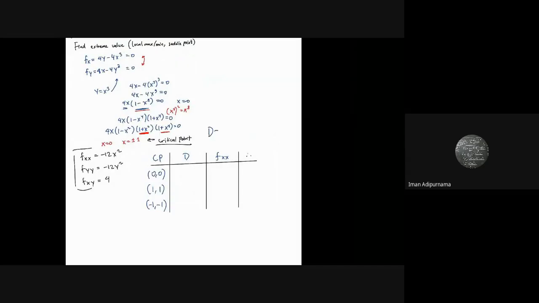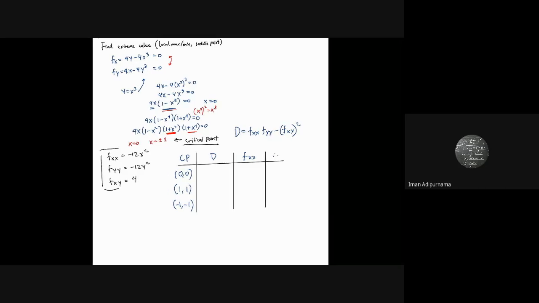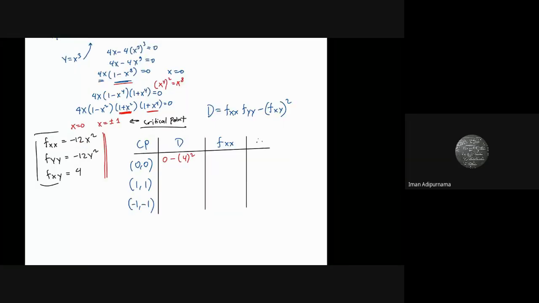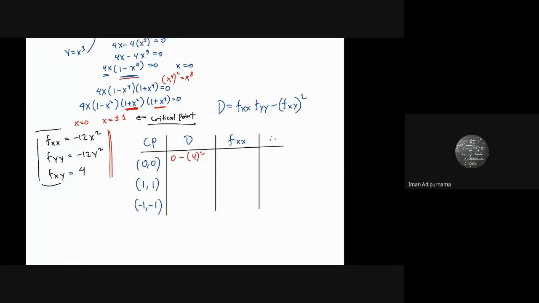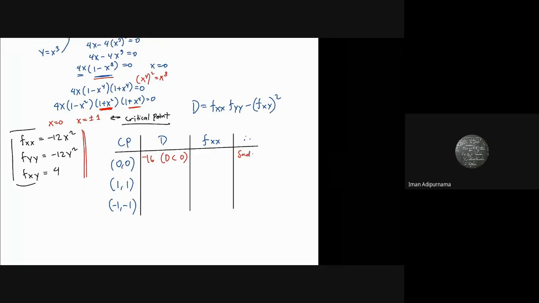Okay. Let me write here, D is fxx times fyy minus fxy, squared. So for 0, 0, if you look at the partial xx, this should be 0 minus 4 squared. So it's less than 0, right? So D is negative, or D is less than 0. So we can conclude this is a saddle point.